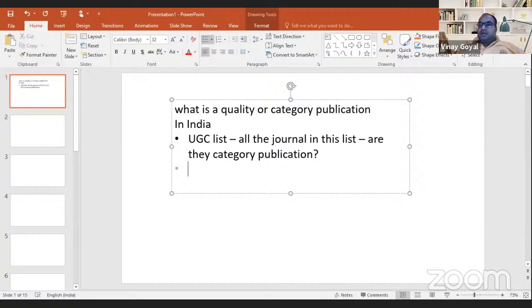Unfortunately, the answer is no. Not all the journals in the UGC list are category publications. This journal will fulfill the objective of your university-related performance appraisals, or it will fulfill the guidelines of UGC, or it will fulfill the requirement that you have for your promotion in UGC, if you are at a government college or a private college anywhere. But not all the journals in this list are category publications, right?